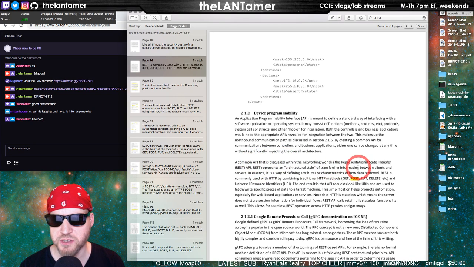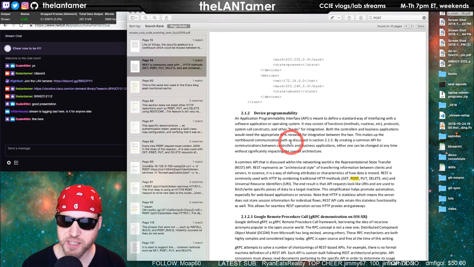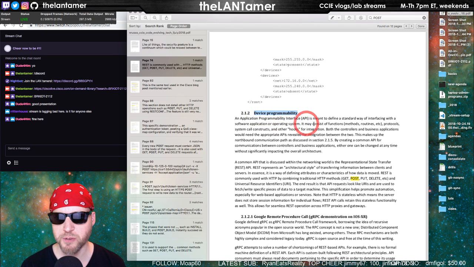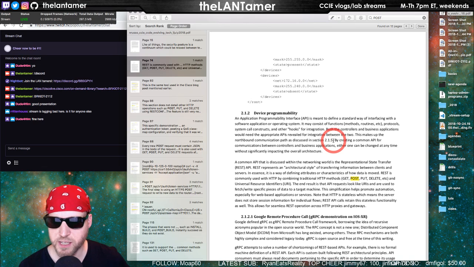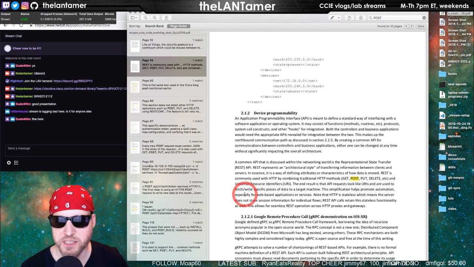A common API is discussed when there is a representational state transfer. I always forget what REST stands for. REST represents an architecture. This is under device programmability, by the way, in the blueprint. So we're talking about network device programmability and interfacing with APIs. Most often, you're going to use HTTP methods: get, post, put, and delete, right? And URIs, or Universal Resource Identifiers. The end result is that API requests look like URIs and are used to fetch, write specific pieces of data to a target machine. This simplification helps promote automation, especially for web-based applications or services.